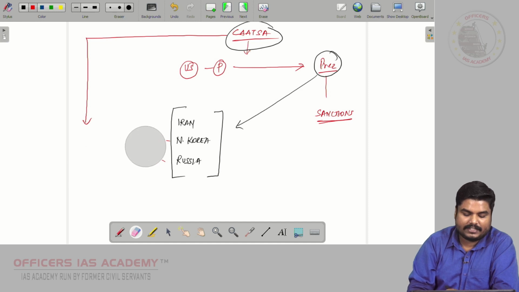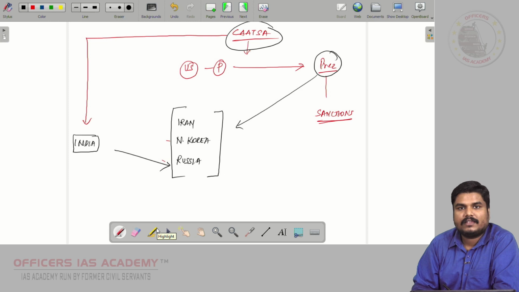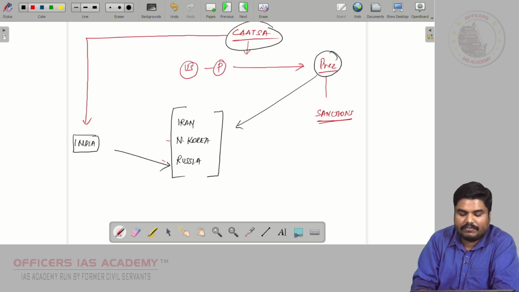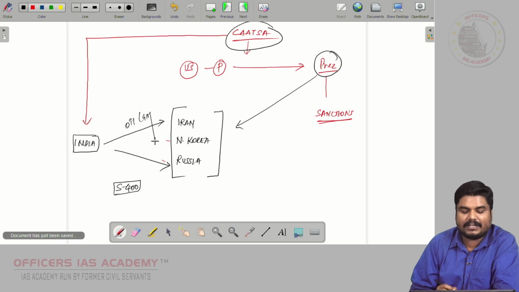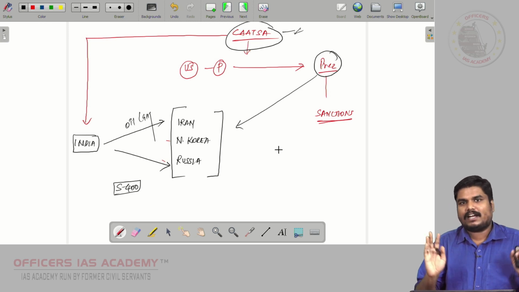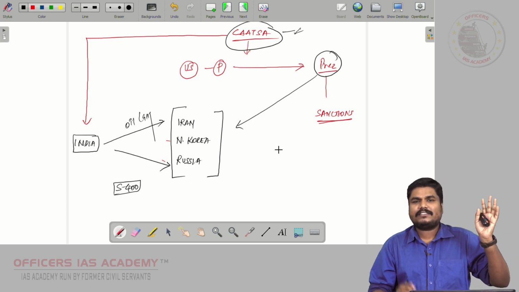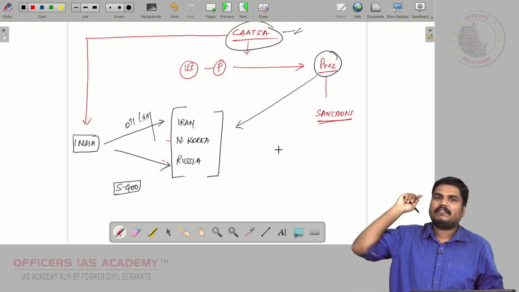So let us take India. India has a significant defense deal with Russia, the $5 billion worth S-400 deal which we have signed recently with Russia. With Iran, significant oil and gas trade is happening. So some provisions of CAATSA, which is Countering America's Adversaries Through Sanctions Act, say that if some countries are adversaries to America, then the US President can impose sanctions.